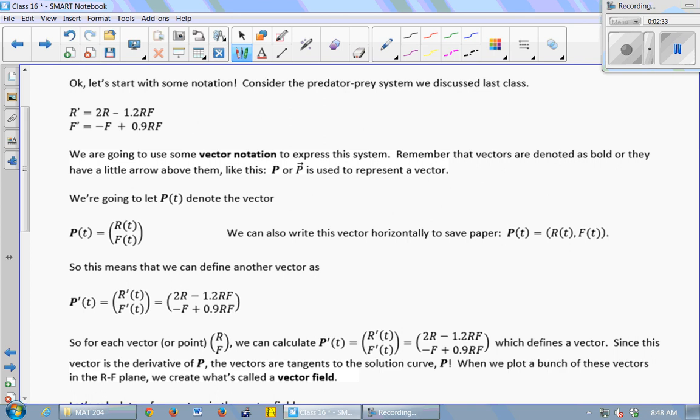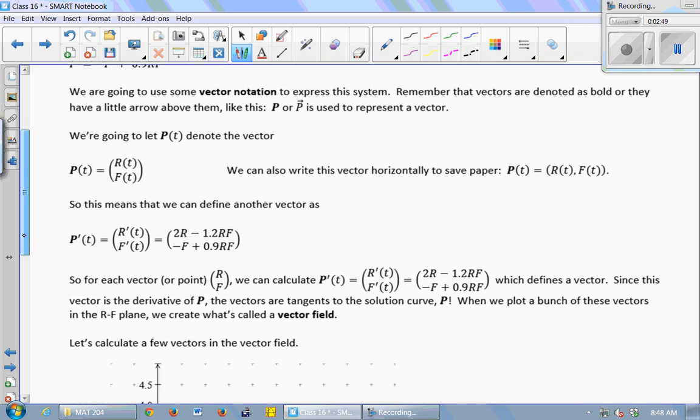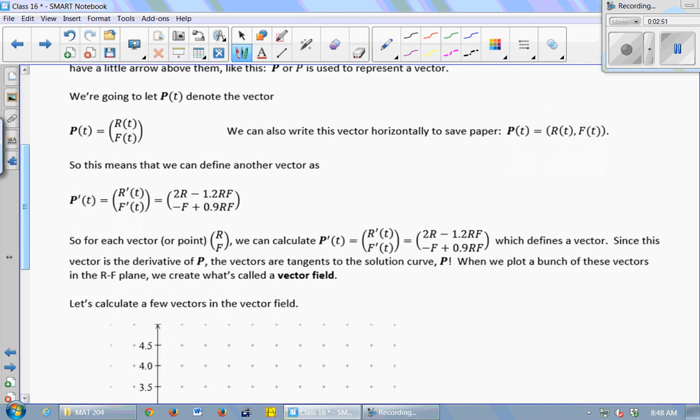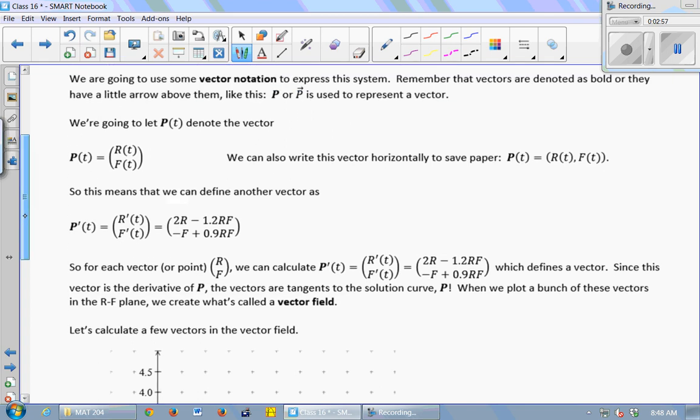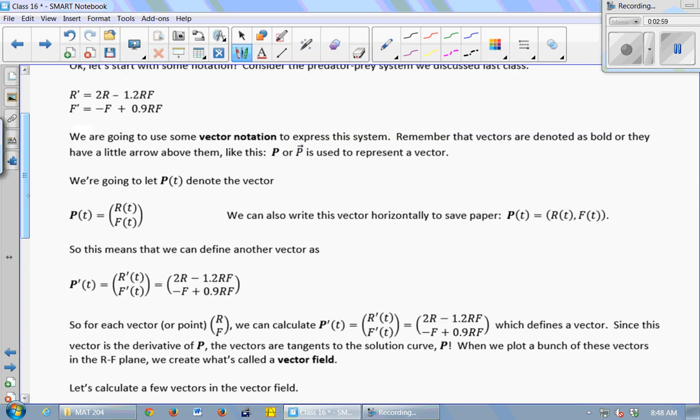So we're going to let P of T denote the vector R of T, F of T. This is a vector that has two components, the number of rabbits and the number of foxes. If you wanted to save some paper, you could write it horizontally also. You can write vectors either way. So this means you can define another vector, P prime, that's R prime, F prime, and then you can put the formulas in. These are my formulas for R prime and F prime.